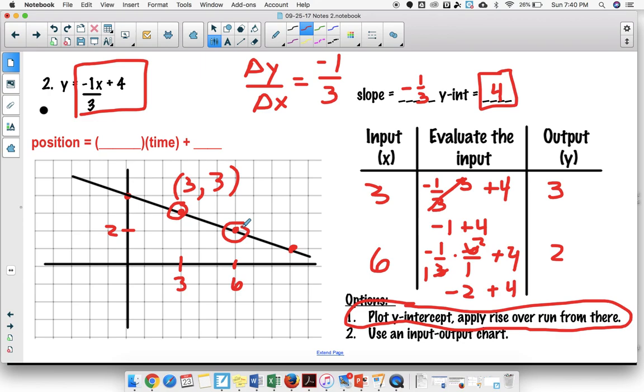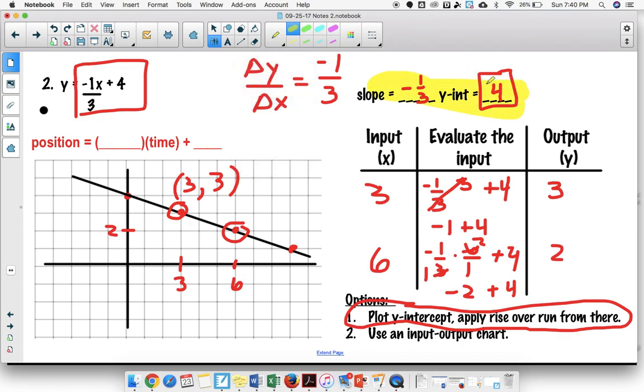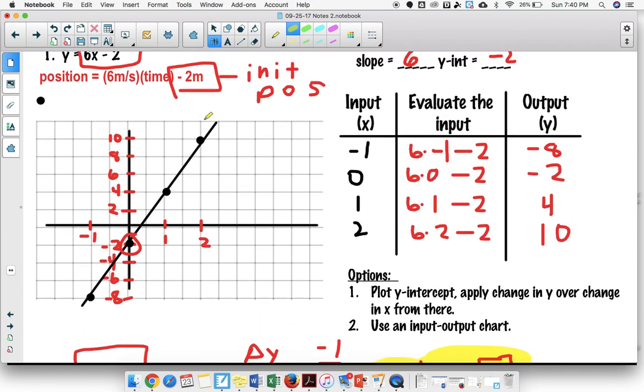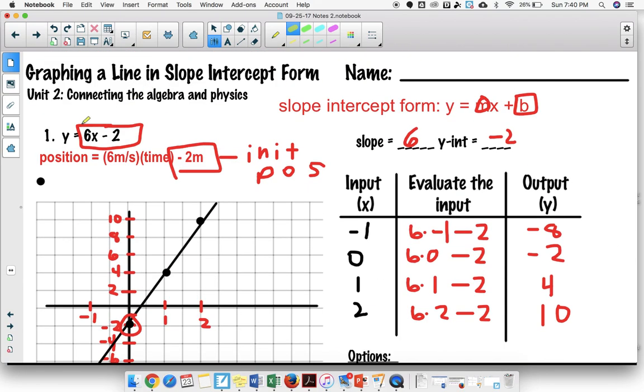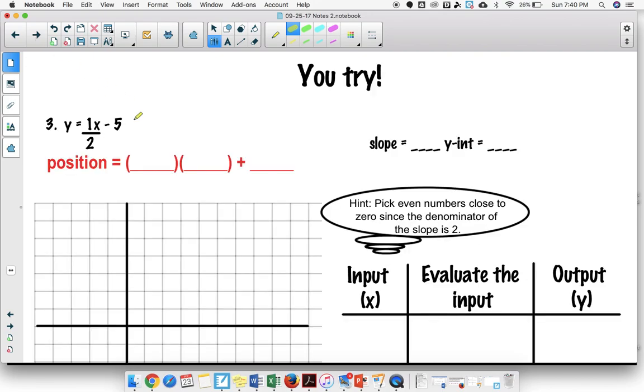Okay, so there's more than one way to come up with your graph. You can make a chart. You can also just use this shortcut right here, which is what I would start encouraging you to do. You know the y-intercept, you plot that first, and then you treat the slope as a rise and a run. If they don't give you a rise and a run, like this one here, let me give an example here. Let me scroll forward.